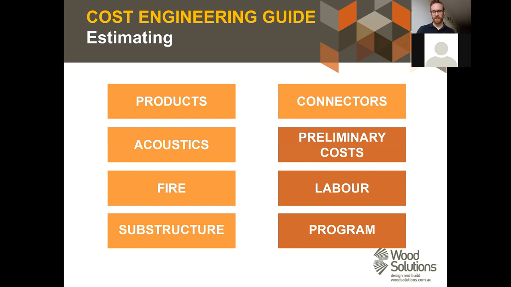As you can see, we've got really eight major topics here, which we could probably spend an hour on each on its own. So we're going to touch on them very, very quickly here, and we can come back with questions a bit later on. You'll notice I've made a different colour for the prelims, labour and program on the right-hand side, and that's because they're kind of grouped. They are individual in their own right, but they do all affect each other for sure. So we'll sort of touch on those together.